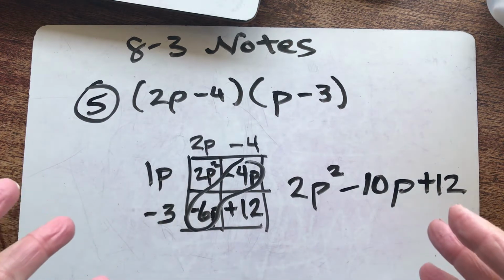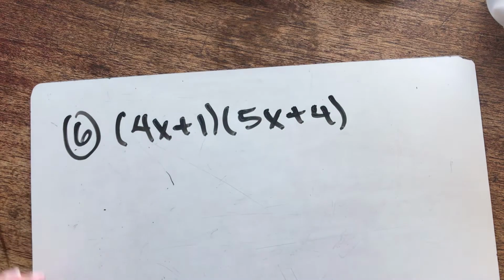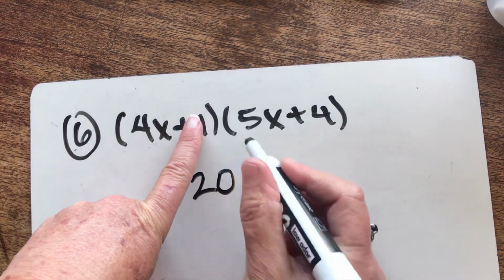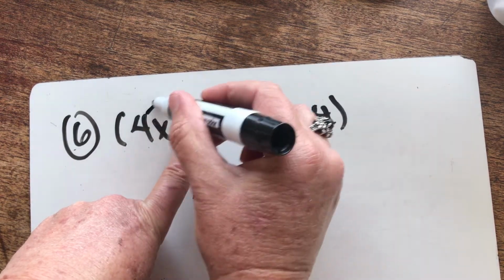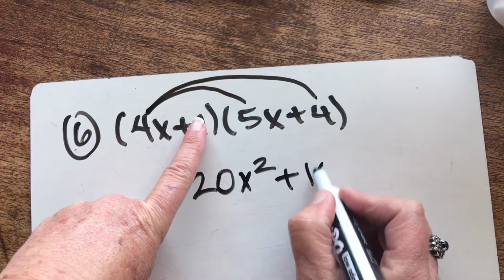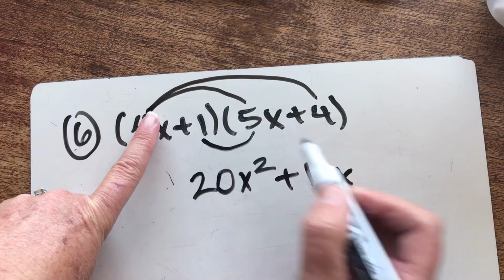If this is the technique you want to use, you have to show this work. Thanks. Let's look at question number 6 on the notes. That's this guy. I'm going to use the cover technique. 4 times 5 is 20. X times x is x squared. So I did this, and then now I'm going to distribute over here. That's 16x.